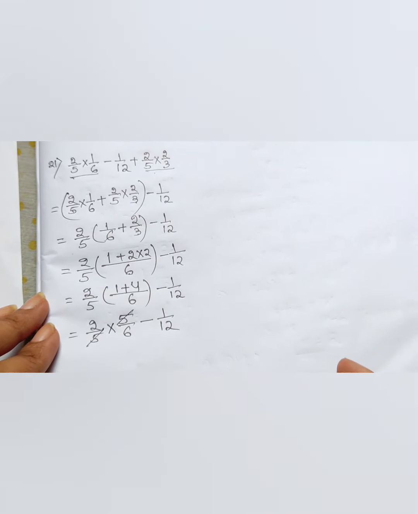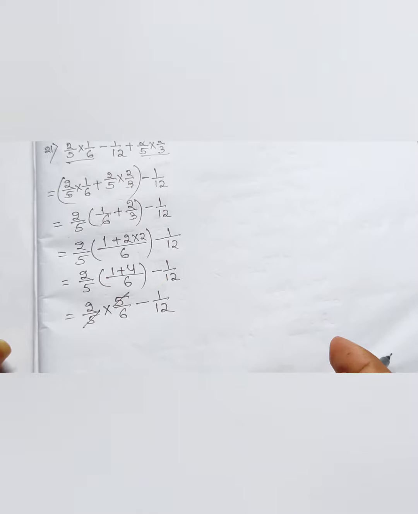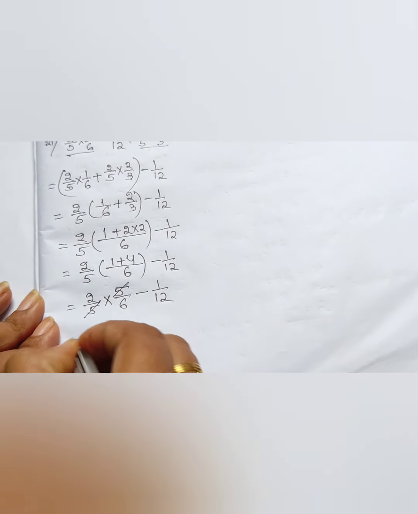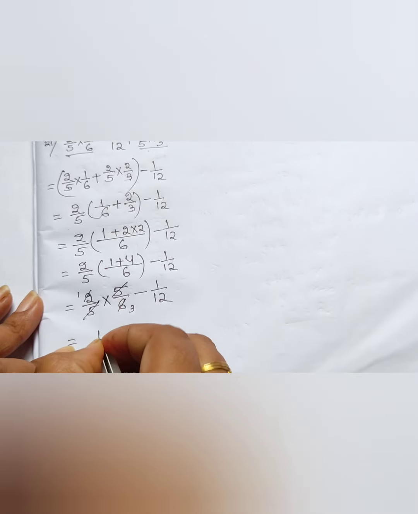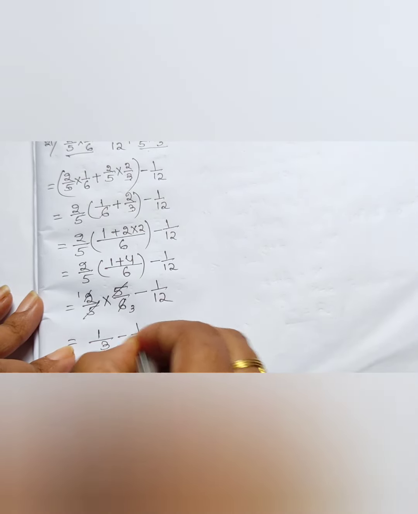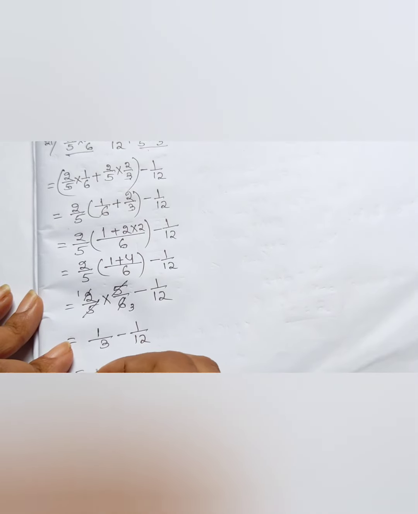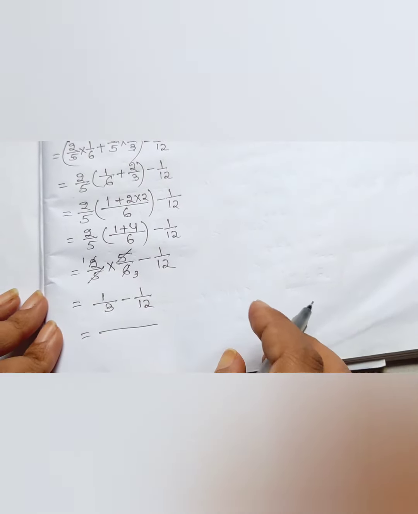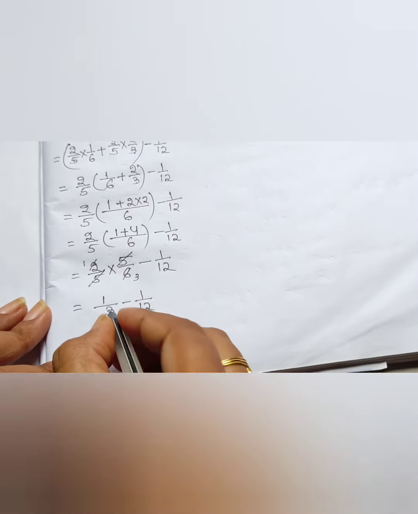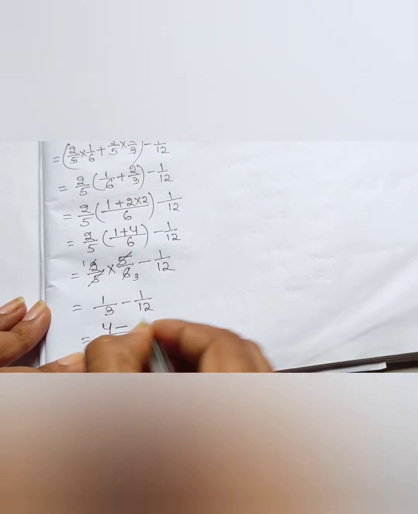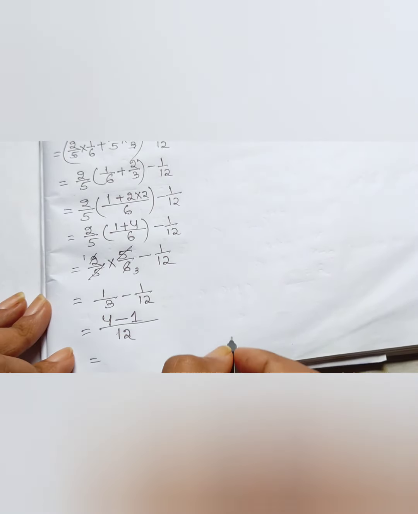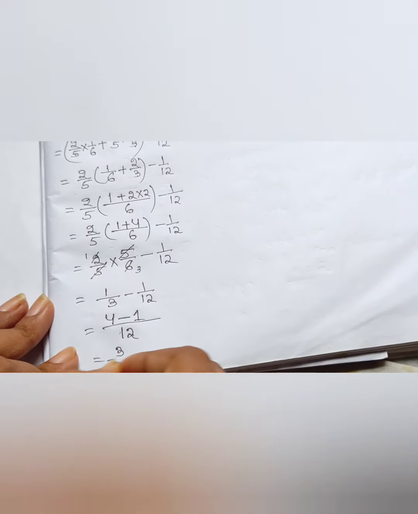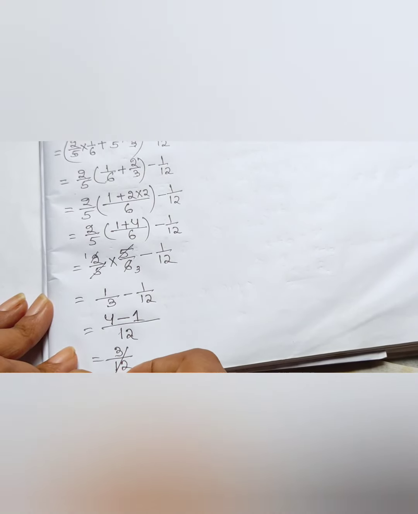And 5 and 5 here cancel out because of the numerator and denominator. And 2 and 6 also can be cancelled out. 2 1s are 2, 2 3s are 6. It all depends upon you whether you can cancel or not. Now 1 by 3 minus 1 by 12. Here also 3 and 12: 3's multiple is 12, so the LCM is 12. And 12 divided by 3 is 4 into 1, 4 minus 1. That is 4 minus 1 is equal to 3 by 12. Again, we can bring it to the lowest term, that is 1 by 4.